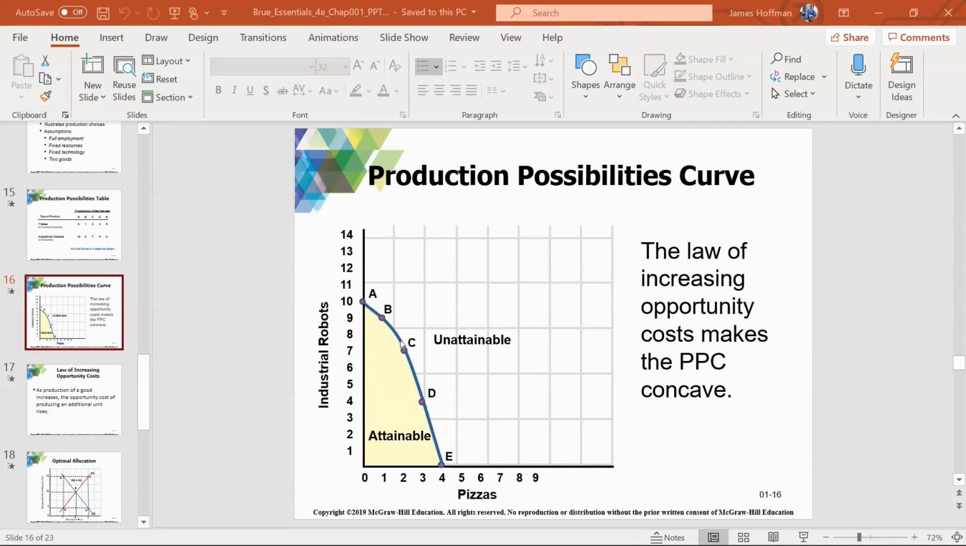Alright, so all of the points here in this example are using all the resources efficiently. But if we have unemployment, this curve is not going to change, but we'll be at a point inside the curve, like right here. So unemployment represents a production alternative inside the curve, but the curve itself doesn't change.